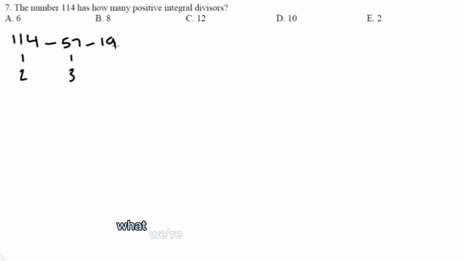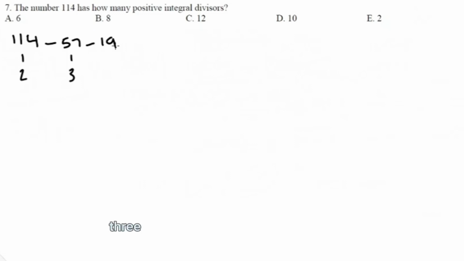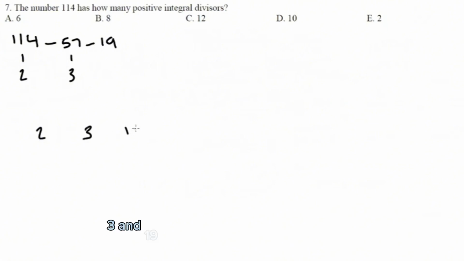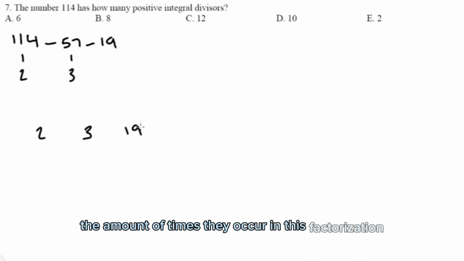Alright, so now we're trying to see, are there any more numbers that we can divide that are not prime? 2 is a prime number. 3 is a prime number. 19 is a prime number. So there's no more that we can do. Now we need to write the prime factorization. The way we do that is we write each of these numbers, 2, 3, and 19, and we put them to the power of the amount of times they occur in this factorization. So 2 only occurs one time, so we put it to the power of 1. 3 only occurs one time, so we put it to the power of 1. 19 only occurs one time, so we put it to the power of 1. Now when we multiply all these together, we get our prime factorization, which would end up with 114.